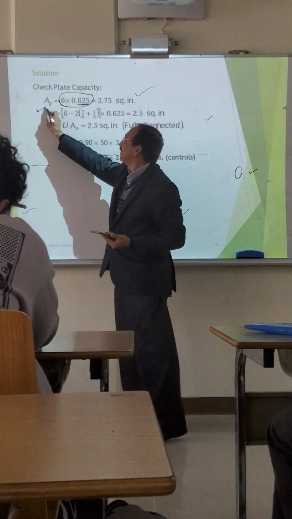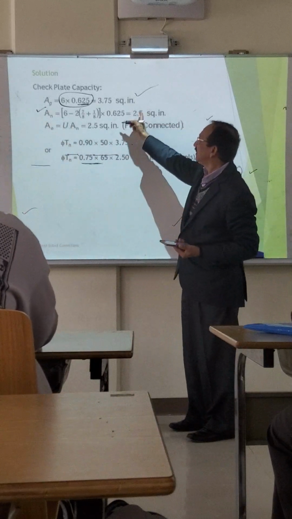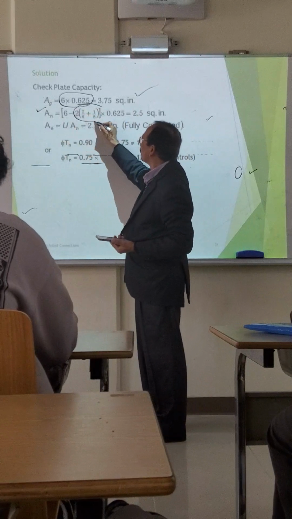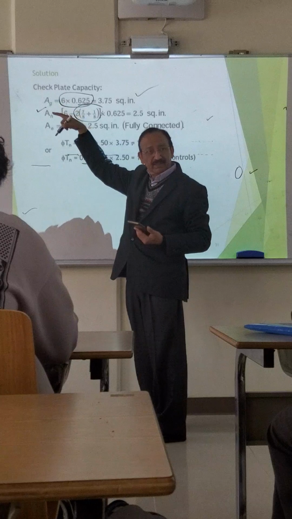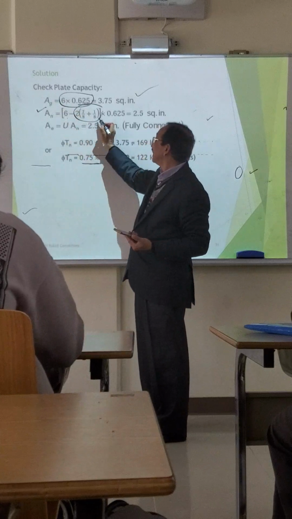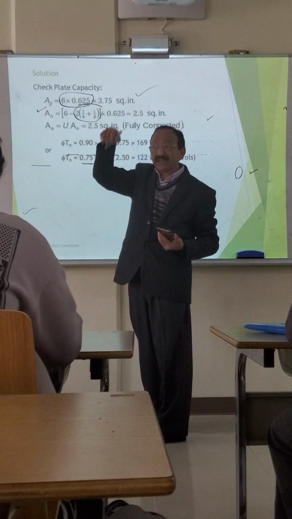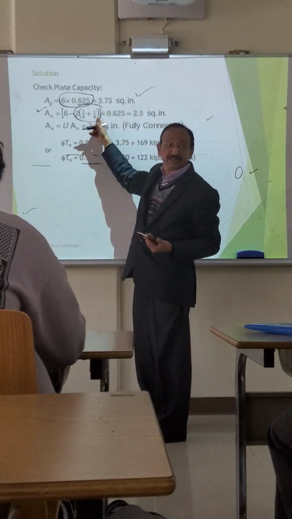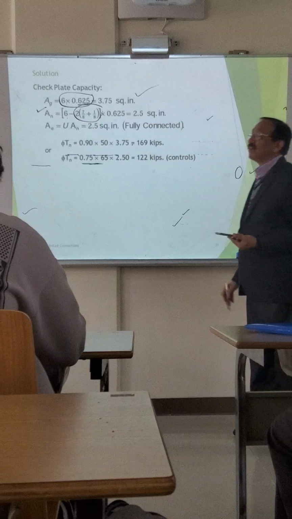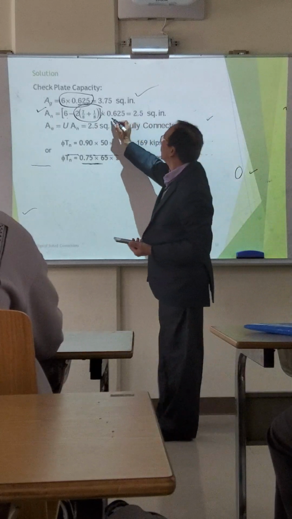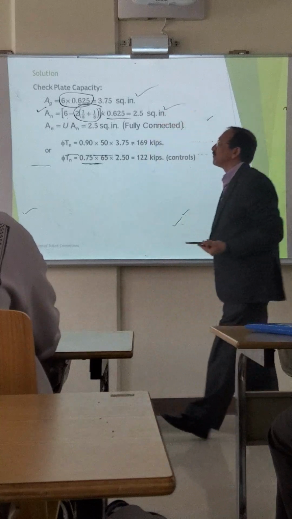So An, now you calculate An from the gross area: 6 minus the deduction for the hole. Yes, because now you are calculating the capacity of the plate, so you will deduct for the hole. But if you have to calculate the area of the bolt, you will not use this 1 by 8. When you are making deduction for the hole, then only in the plate you will check. So this is your net area.